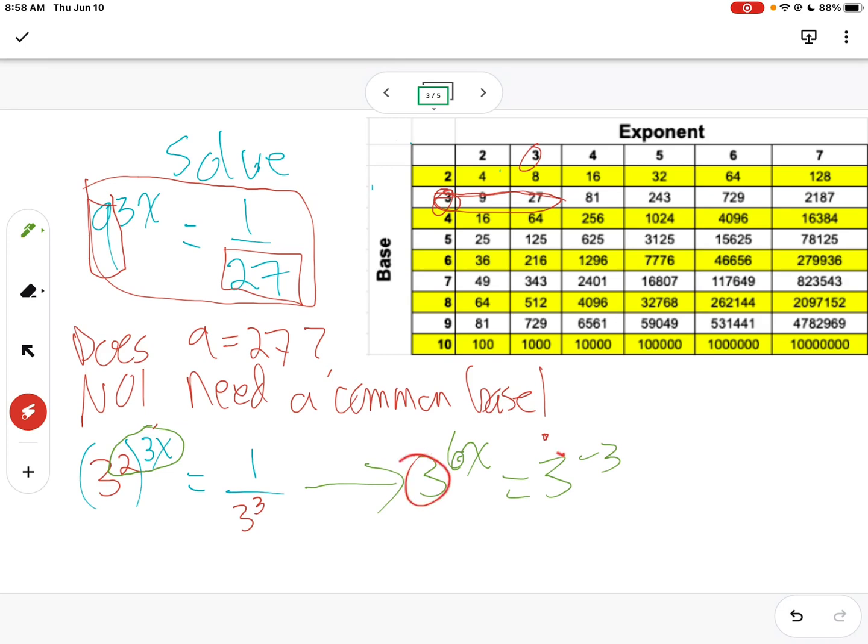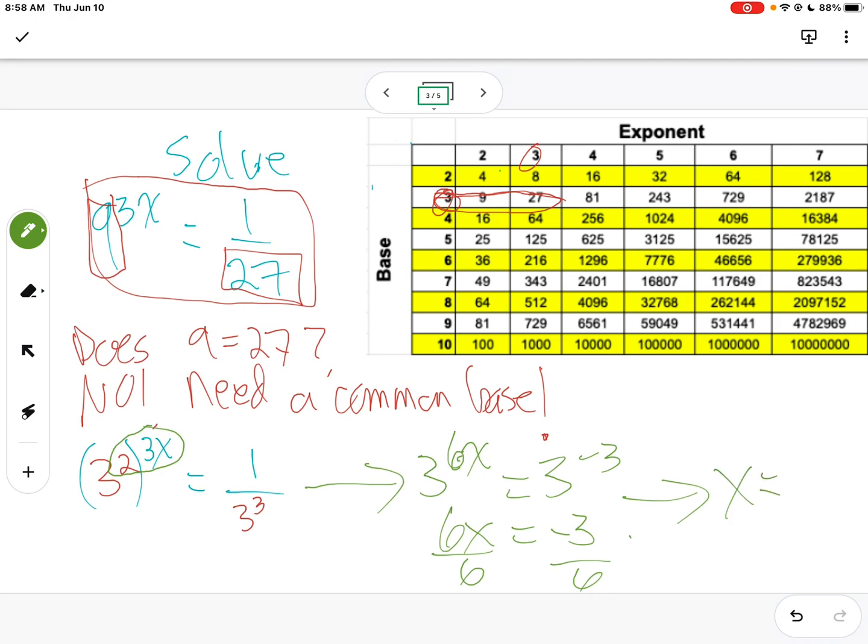Now 3 equals 3, so I can write that 6x has to equal negative 3. Divide by 6, divide by 6, and x equals negative 3/6, which is negative 1 over 2. And that, folks, is my final answer. Okay, so that's our screencast for introduction to solving exponential equations.